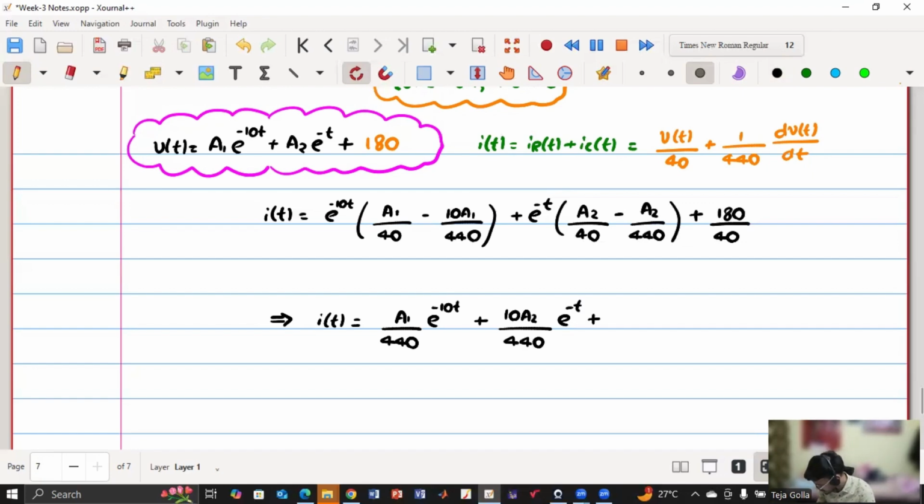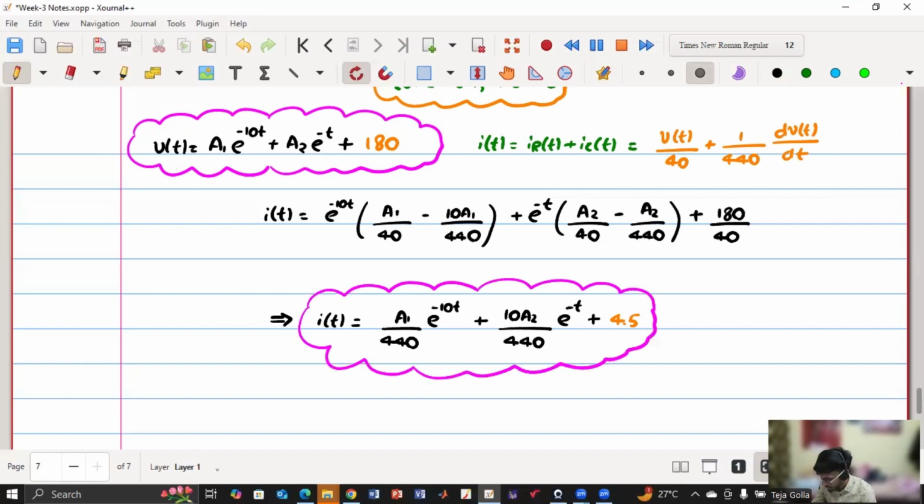Again, if you see, the first two terms are the natural response. This is our forced response. Clear, everyone? Any doubts you have? I'm just substituting it and writing the final expression. Clear, or any queries you have? Clear. So now let us use the initial condition.